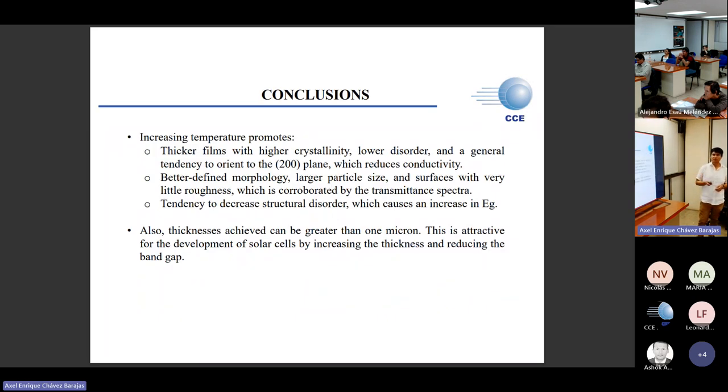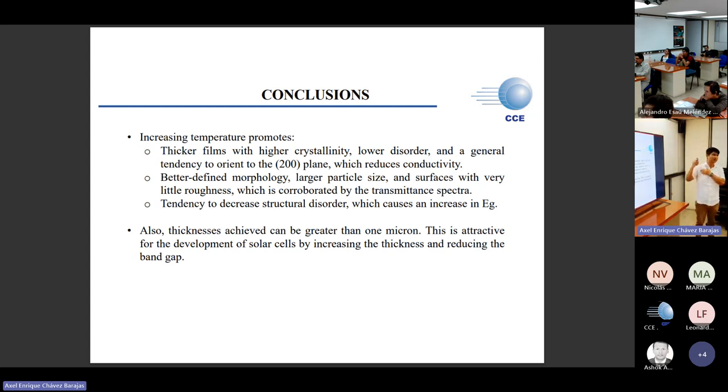So at the end, we observe that if we have films oriented to the plane 200, we enhance the resistivity. And in the other case, if we have orientation to the plane 111, we obtain films with higher conductivity. This is also explained by the disorder in the films, which promotes an increase in the conductivity, but also an increase in the band gap.